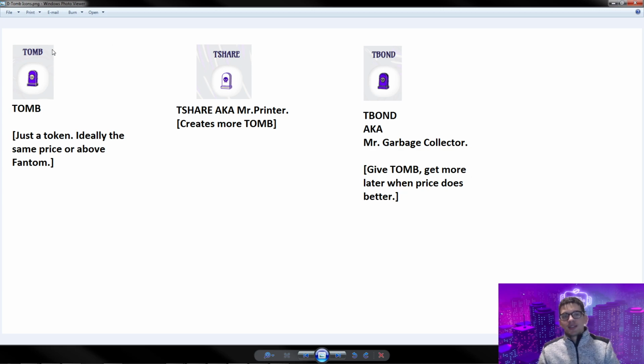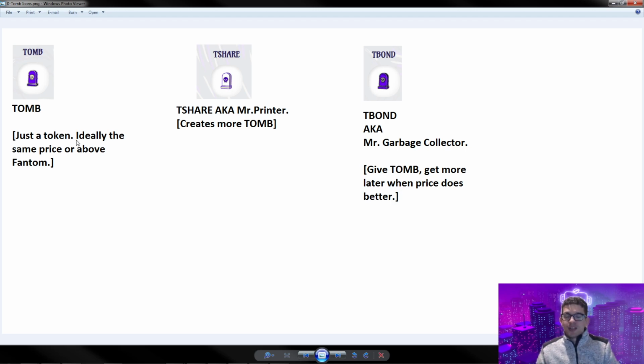So we got three separate tokens here. We got TOMB, we got TSHARE, and TBOND. Now, if you're just getting in and you just want the basics, I wouldn't even really think about TBOND for the time being. Just keep in mind TOMB and TSHARE. Now, this is overwhelming, and don't worry, hopefully it gets a little bit easier, but stick with me here.